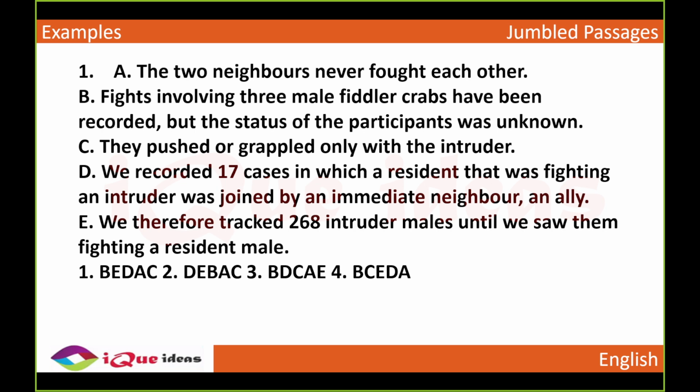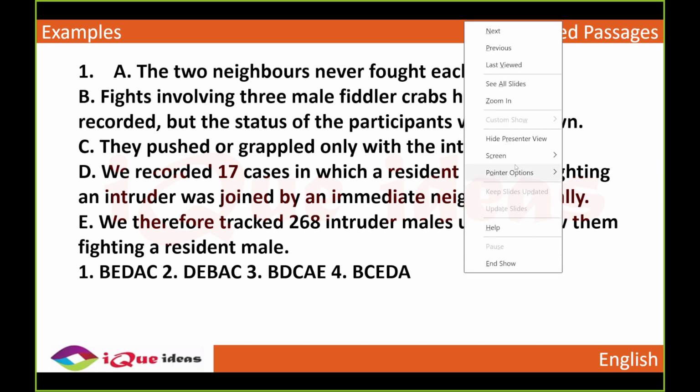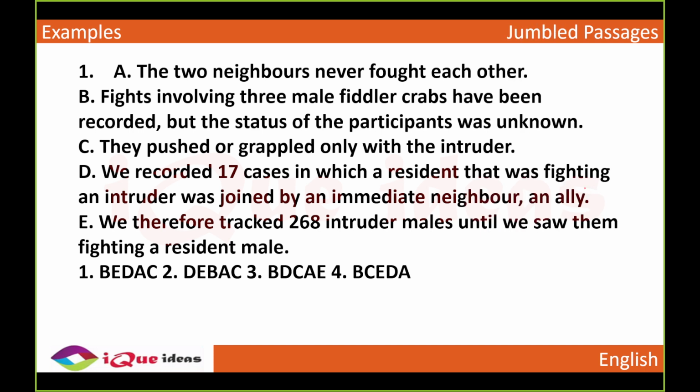Okay. So from the five sentences which we have with us, we know that the options may either start with B or D. These are the only two things which start. So let's understand. D says we recorded 17 cases in which blah blah blah. And B says fights involving three male fiddler clubs have been recorded, but the status of the participants is unknown.